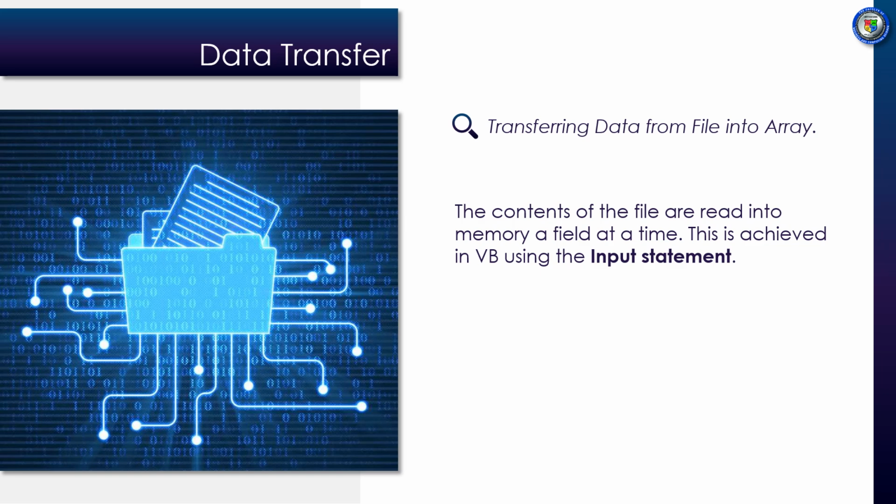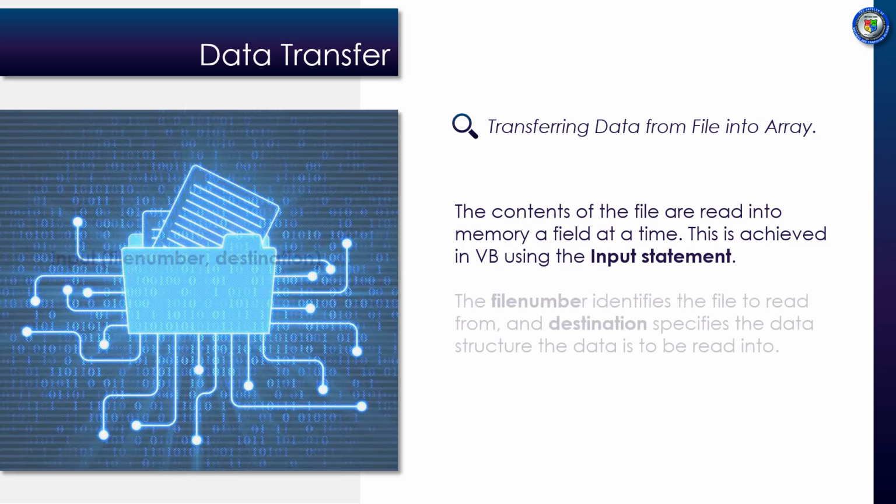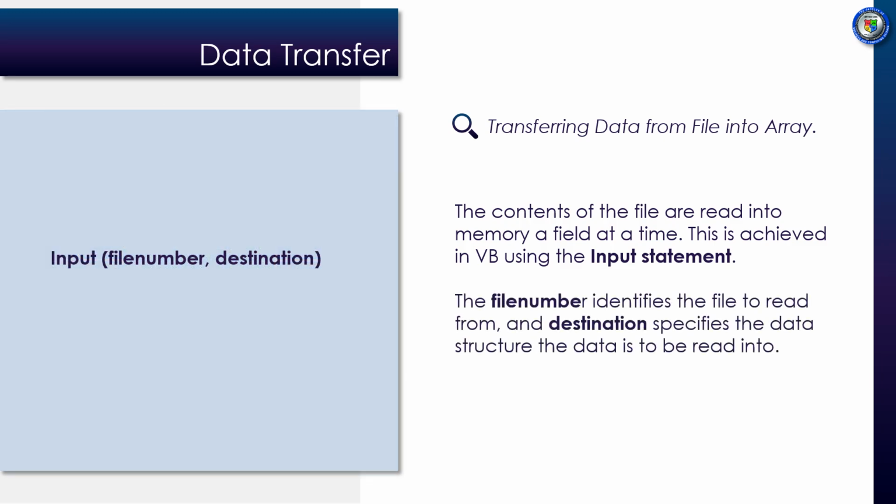So when we're transferring data from a file into a data structure like an array, the contents of the file are read into memory a field at a time. This is achieved in Visual Basic using the input statement. The file number identifies the file to read from, and the destination specifies the data structure the data is to be read into.